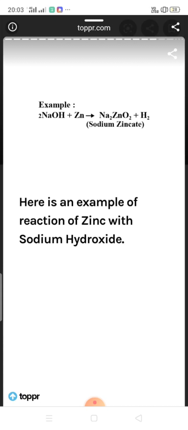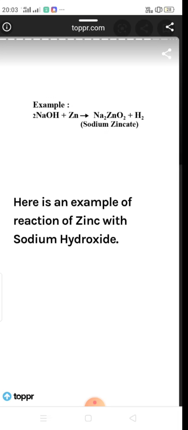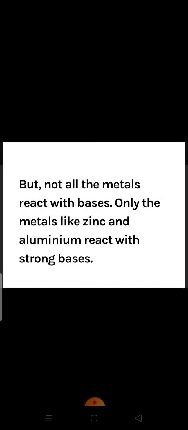For example, NaOH, which is sodium hydroxide, is a base. When it reacts with zinc metal, we get sodium zincate and hydrogen gas. But one thing we should remember: not all metals react with bases. Only metals like zinc and aluminium react with strong bases.